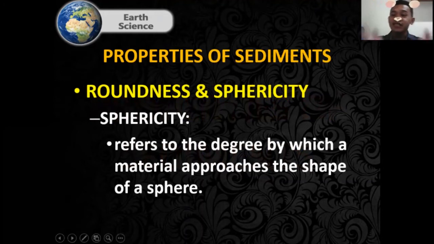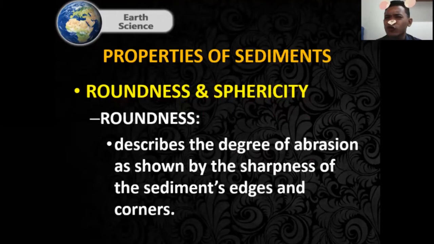The roundness and sphericity of your sediments. When we say sphericity, it refers to the degree by which a material approaches the shape of a sphere. Anong best example ng shape of sphere? The planet Earth mismo. Di ba? Pag ka-round, ka-porma ng sphere, do you think mo-roll ang inyong sediment? Yes. Pag ma-rolling siya, mas madali ba siya ma-transport? Yes. So, factor ang sphericity.